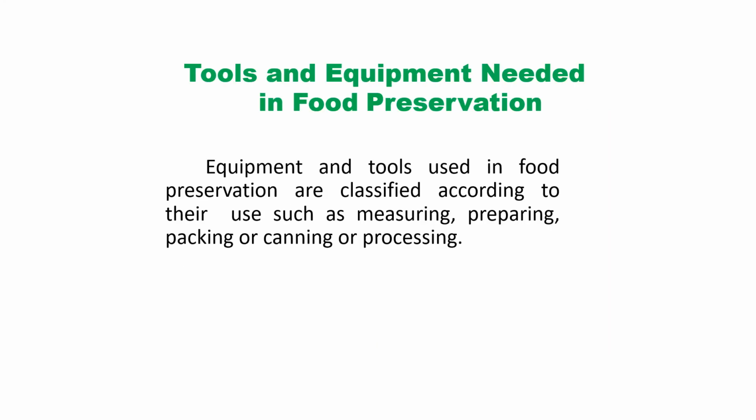Tools and equipment needed for food preservation. Equipment and tools used in food preservation are classified according to their use, such as measuring, preparing, packing, canning, or processing.